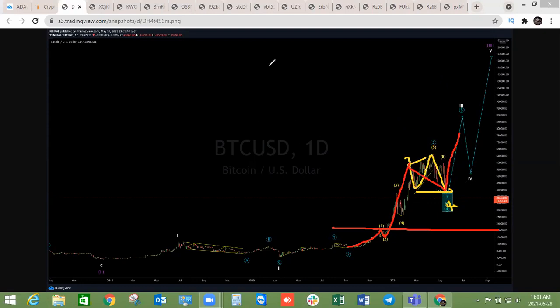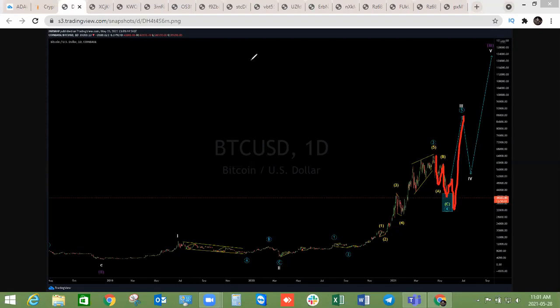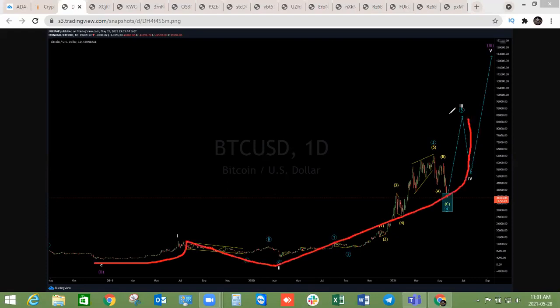But we will update the structure if the current one is invalidated. But this is what we are expecting here. So even if it pushes lower here to around these levels, it will still not be invalidated. It will still be in the impulsive move. And the impulsive move here is this 1, 2. We're just looking for that 3, 4, and 5. Okay, so we'll update, don't worry.